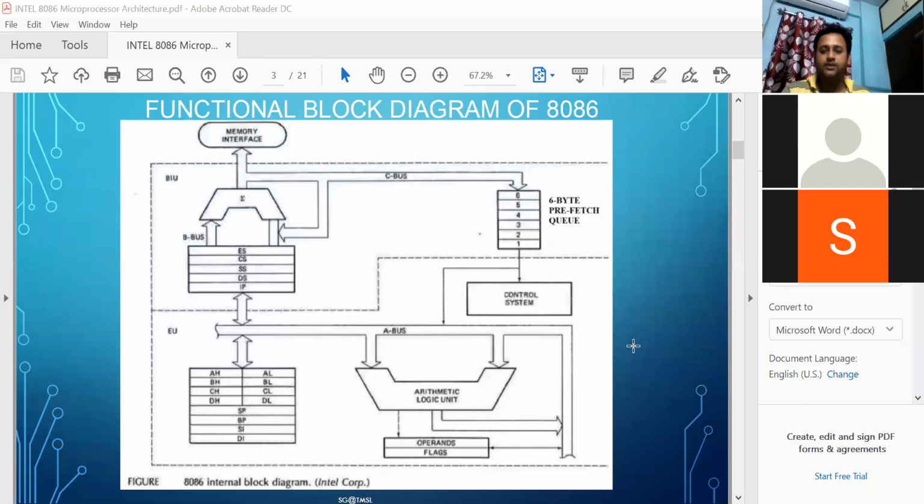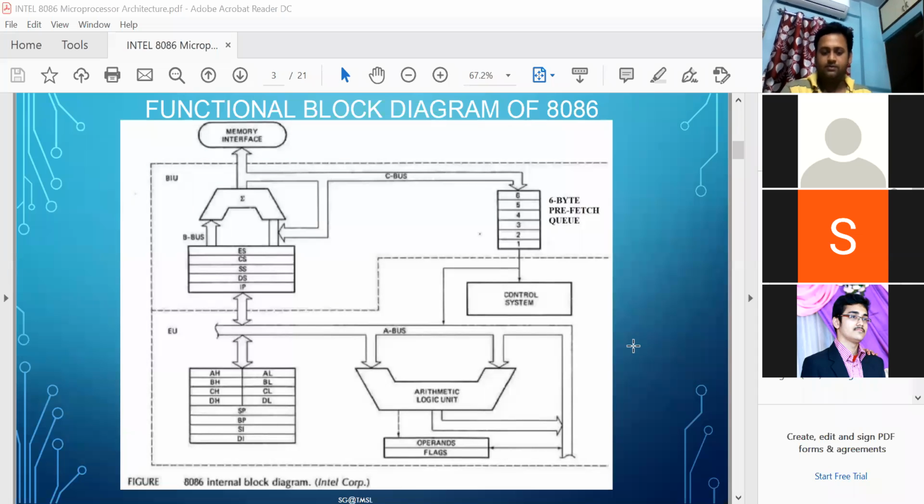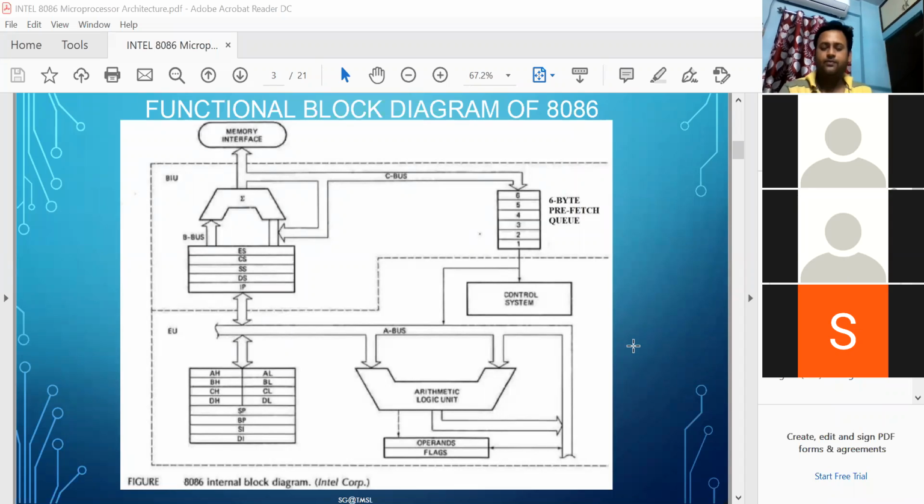Is it clear up to this much, everyone? Sir. Yes, sir. Sir, I'm asking about the gap between the two segment addresses, the code segment and the extra segment. Why is there a small gap? Small gap? Can't understand.